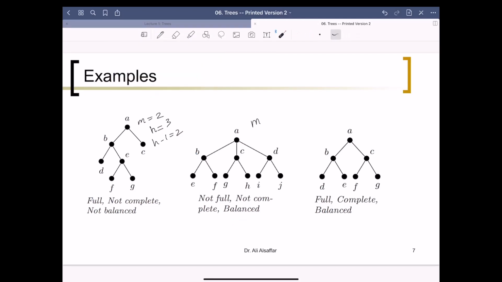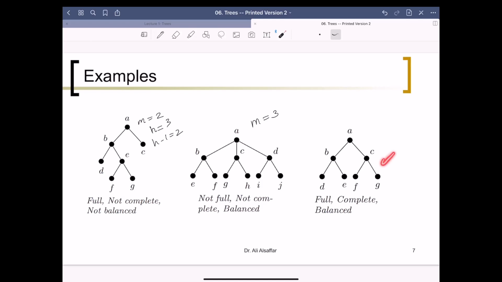For the next tree, we need to find the value of m. So we count the number of children for each internal vertex, starting from the root. The root has 3, b has 2 children, c has 2 children, and d has 2 children. So m is the maximum, which is equal to 3. Now it is not full. Why is it not full? Because not every internal vertex has a number of children equal to 3. Why is it balanced? Because every leaf is at the same level, and this level, which is the height, is equal to 2. Why is it not complete? Because it is not full. If it is full, then it will be complete because every leaf is at the same level.